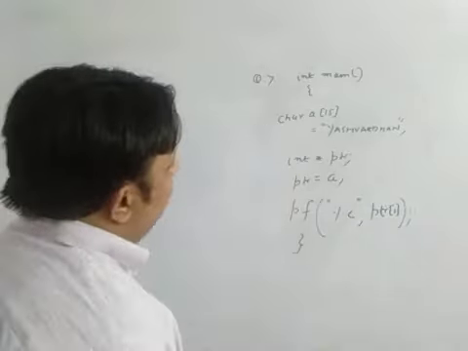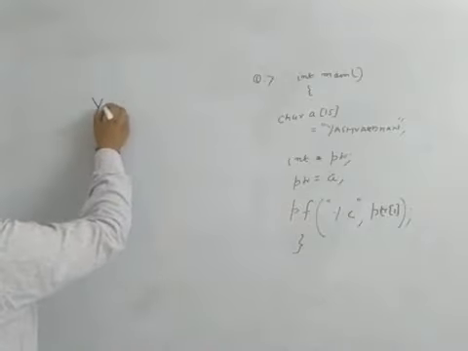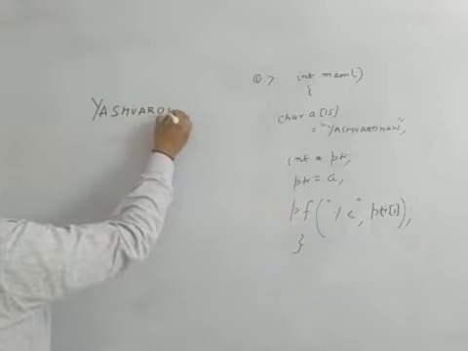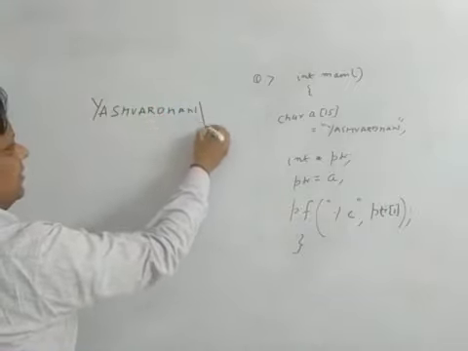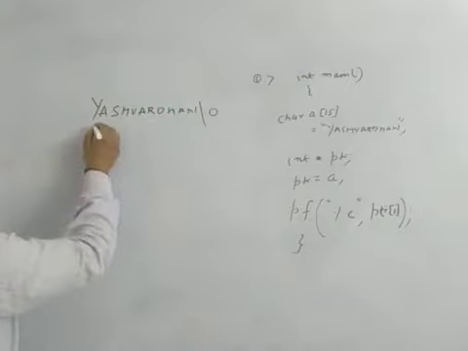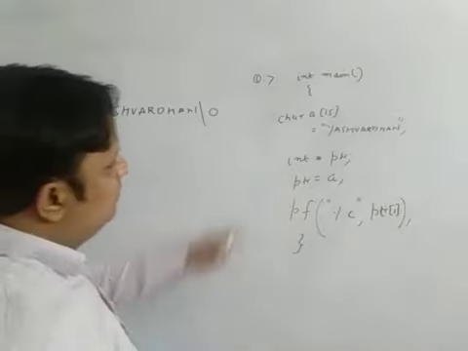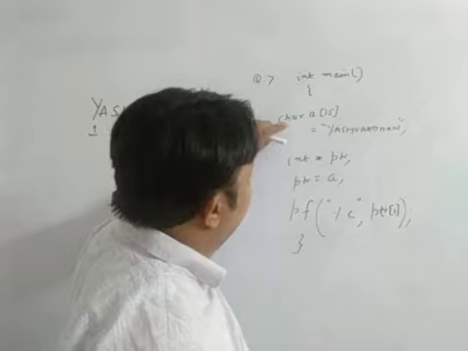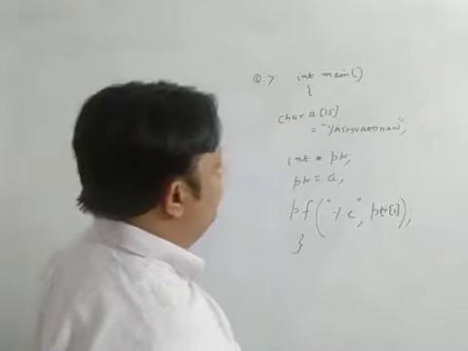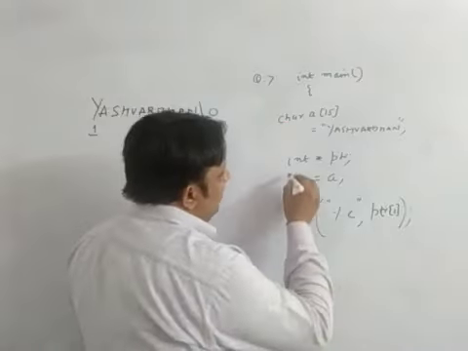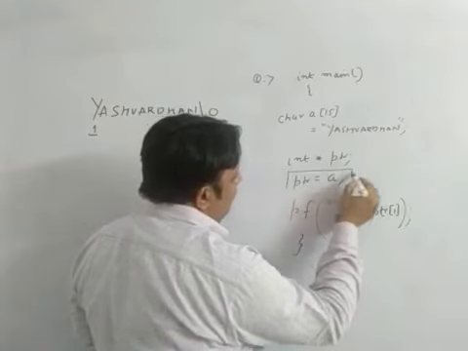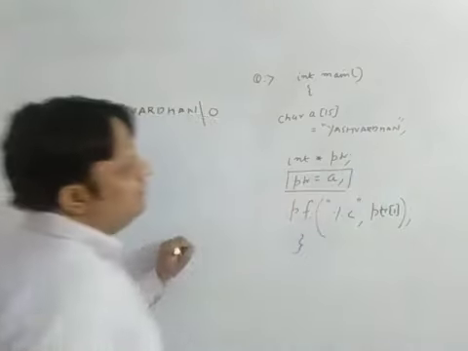I have a string, Yashvardhan. Okay, let me write this: YASHVARDHAN. And the string ends with a null character, let's suppose starting at address B1. Now I have taken a pointer. See, this is your char array, and this is your int pointer. So you are assigning the address of A, which is a character, to a pointer of int type. Fine.